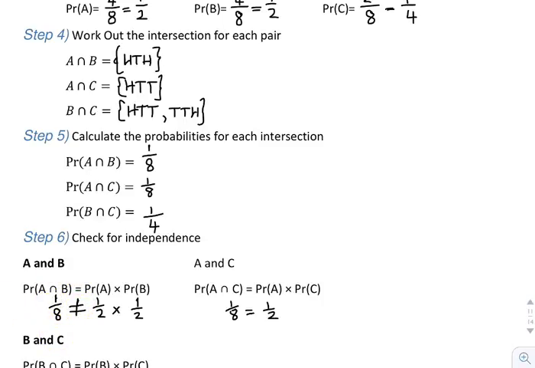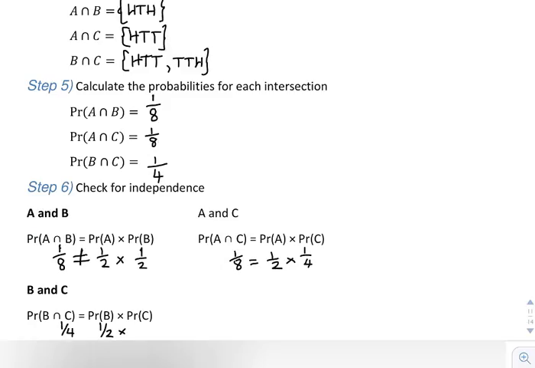A and C is going to give you an independent pair again, and B and C is non-independent, hence we would say that that is a dependent pair. So the 2 pairs that are independent are A and B and A and C, but B and C are dependent on each other.